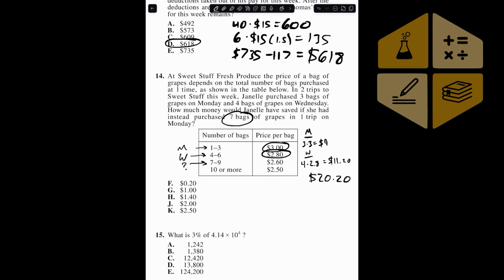Now the question says, if she had bought all 7 bags on Monday, how much would she have saved? Because she gets a discount for buying 7. So let's figure out what she would have paid if she would have bought 7 bags on Monday. So 7 times that particular rate, which is $2.60. So 7 times $2.60 equals $18.20. So without even using my calculator, I see that she spent $20.20. She would have spent $18.20. That's a difference of $2. That's how I know that number 14 is J, $2.